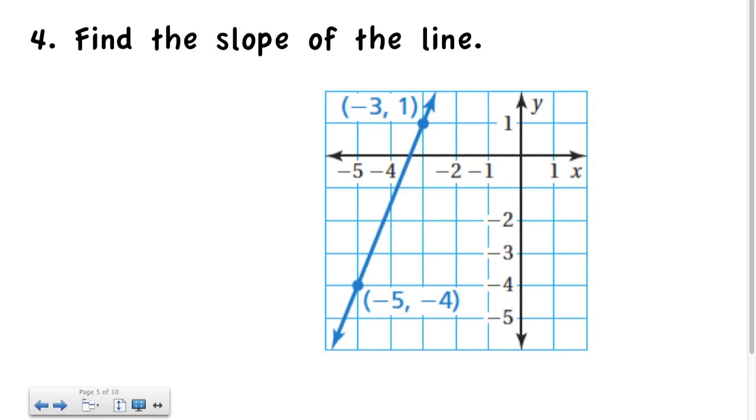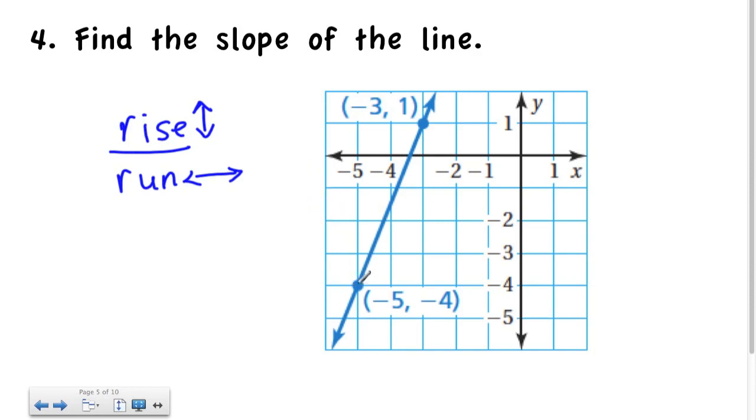Find the slope of the line. Okay, now slope is rise over run for this question. So rise over run, and we talked about this before. Rise can go up or down. If it goes down, it's negative. If it goes up, it's positive. And run can go left and right. So if it goes left, it's negative, and if it goes right, it's positive.